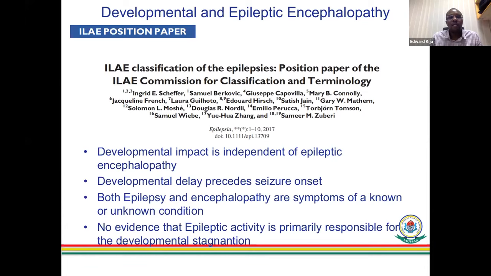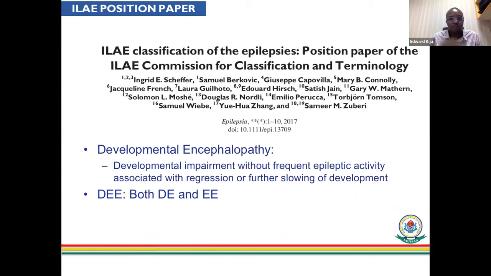Based on that, the International League proposed three terminologies to be used in children. These are developmental encephalopathy, which was defined as developmental impairment without frequent epileptic activity, associated with regression or further slowing of development, and to use the term developmental and epileptic encephalopathy, where both the developmental encephalopathy and epileptic encephalopathy occur in a child.